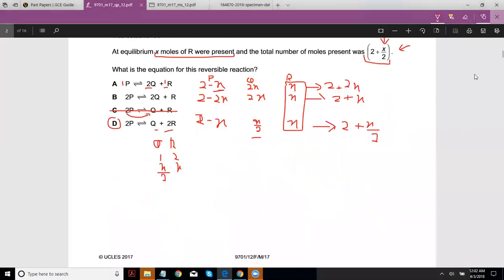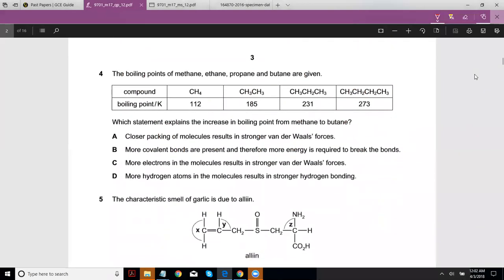So yeah, let's move on to 4. The boiling points of methane, ethane, propane, and butane are given. So basically, increasing carbon chain of alkanes. So which statement explains the increase in the boiling point from methane to butane? These are all non-polar compounds. So boiling points and melting points depend on intermolecular forces.